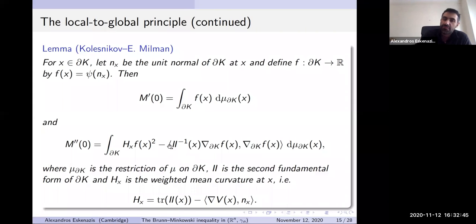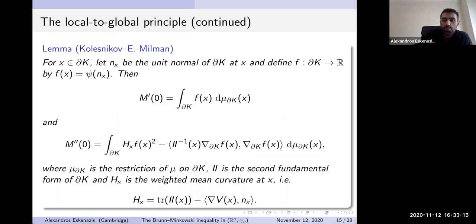Here you have the second fundamental form to the power minus 1. And here you have the derivatives of the function f. Okay, so anyway, it doesn't really matter what this is. I'm not going to use it. But you should bear in mind that qualitatively it depends on the geometry of the boundary of K, on the derivatives of the function f, and the measure that you had, and the gradient here, the potential of the measure. Okay, so that's an identity.